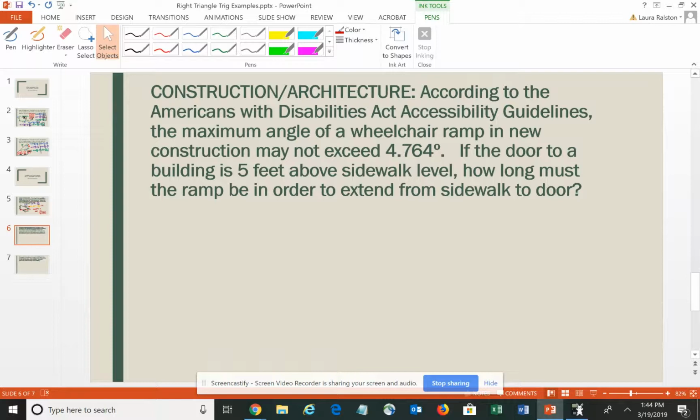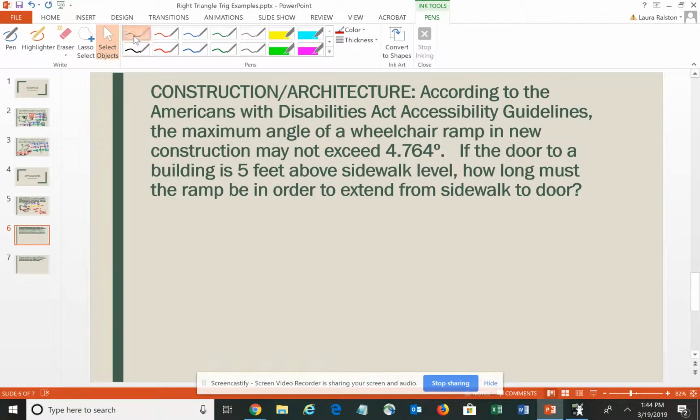According to the American Disabilities Act accessibility guidelines, the maximum angle of a wheelchair ramp in new construction may not exceed 4.764 degrees. If a door to a building is 5 feet above the sidewalk level, how long must the ramp be in order to extend from sidewalk to door?